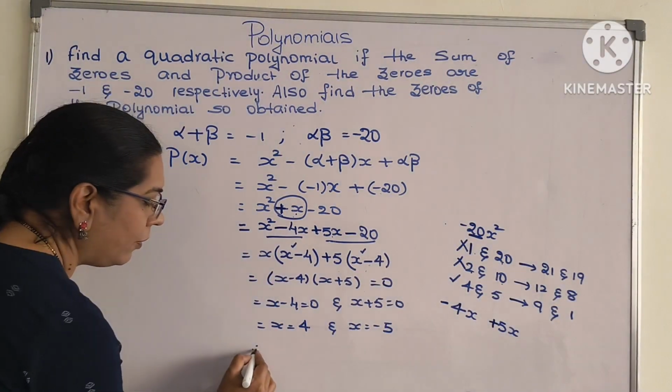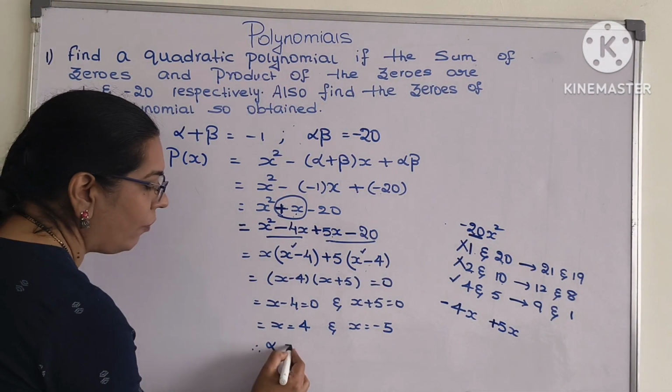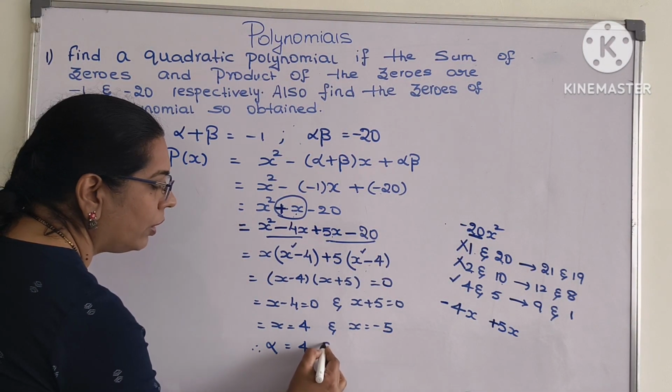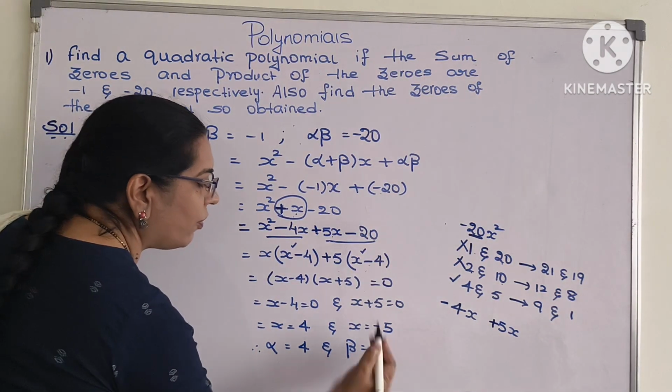What does that mean? It means that the zeros, what are the zeros? Alpha is equal to 4 and beta is equal to minus 5.